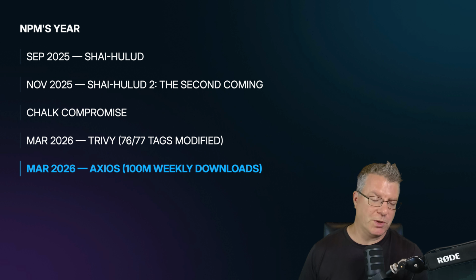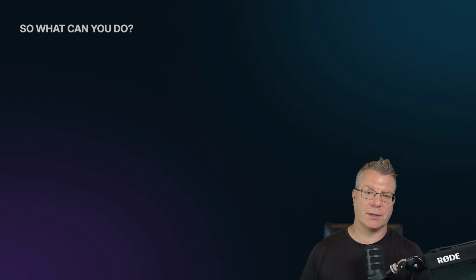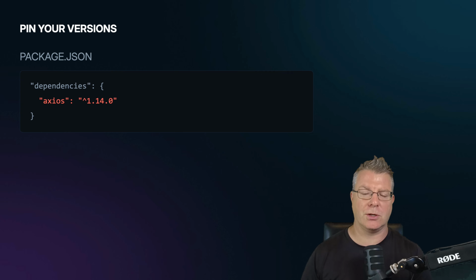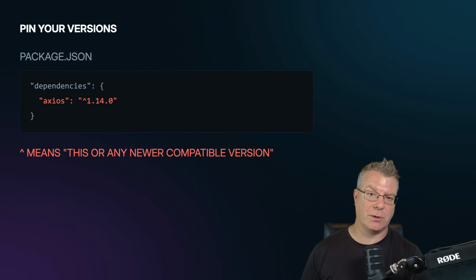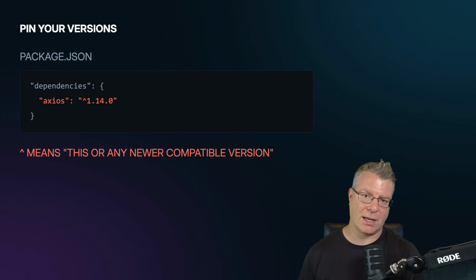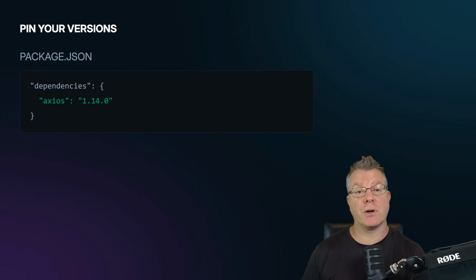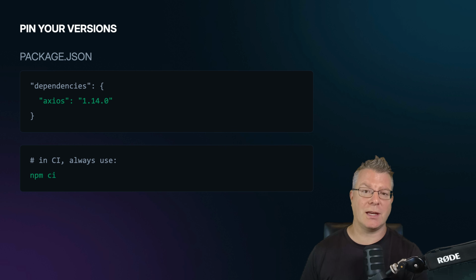So as developers, we naturally ask ourselves, what can we do about this? Check your package.json files. If you're using the caret symbol in your dependency versions, that little hat symbol, you're telling npm, install this version or anything newer that's backwards compatible. That sounds reasonable until someone publishes a backdoored patch and your next install pulls it down automatically, and that's what happened here. Pin your versions to exact numbers, and in CI, use npm ci, not npm install.